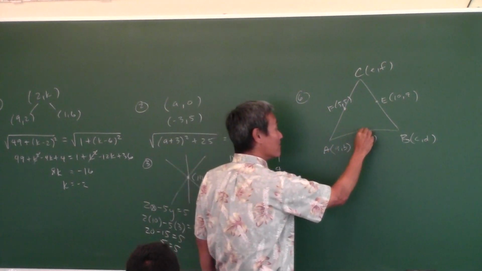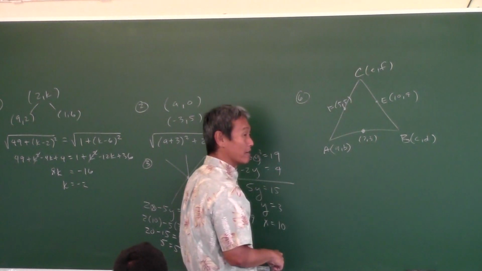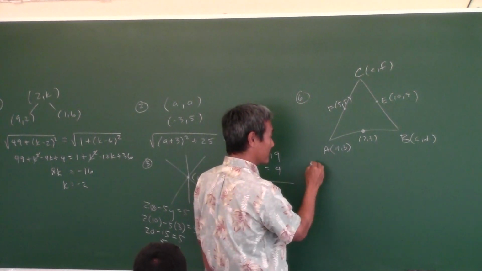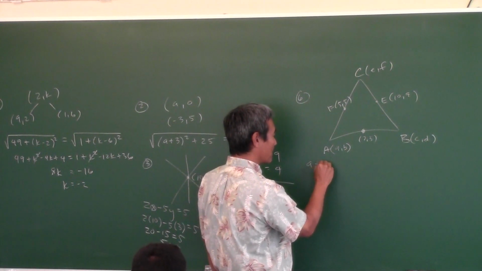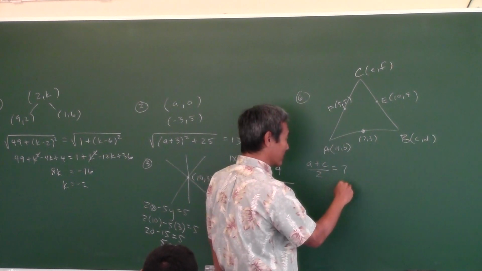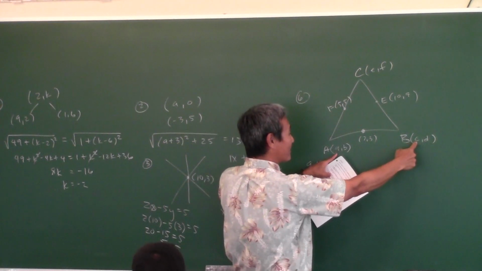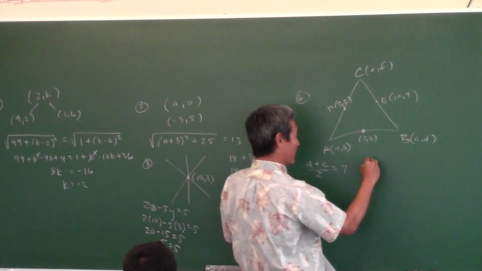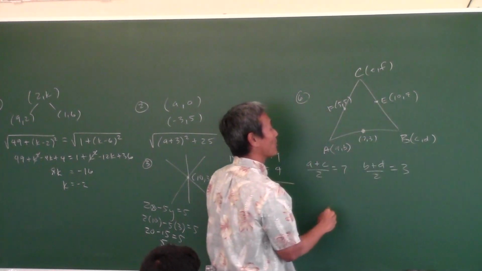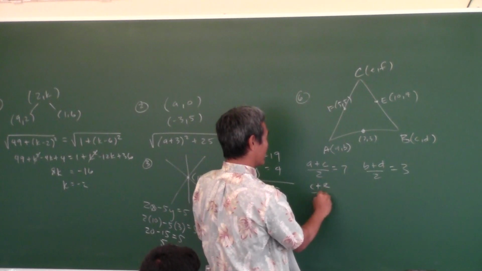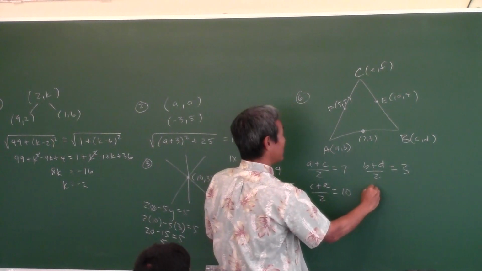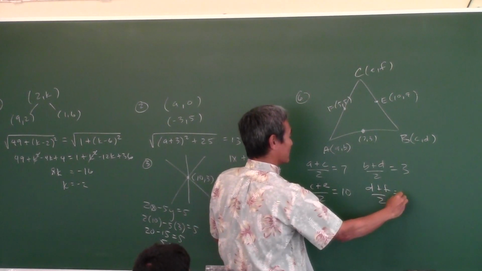Now, if this is the midpoint of this segment, what equation can I write? How do you find the midpoint? And you got to know this on the SAT too, people. A plus C over 2 is equal to 7. That's how you find the midpoint. You take the average of the two. Okay, and then B plus D over 2 equals 3. Apply the midpoint to this point. So C plus E over 2 equals 10, and D plus F over 2 is equal to 9.